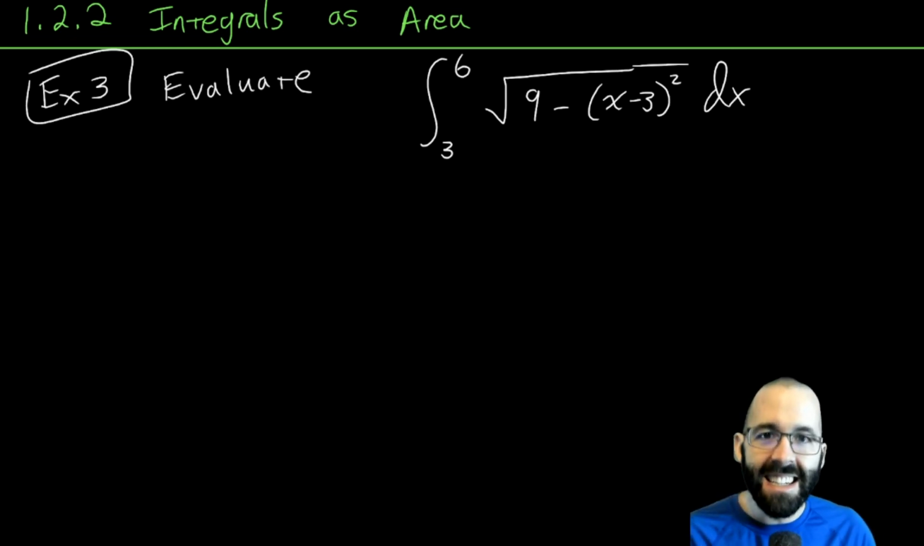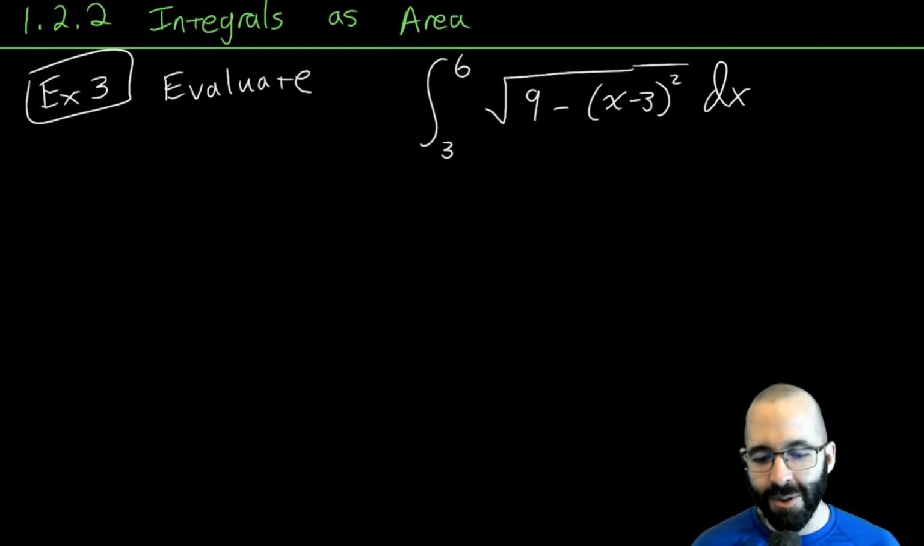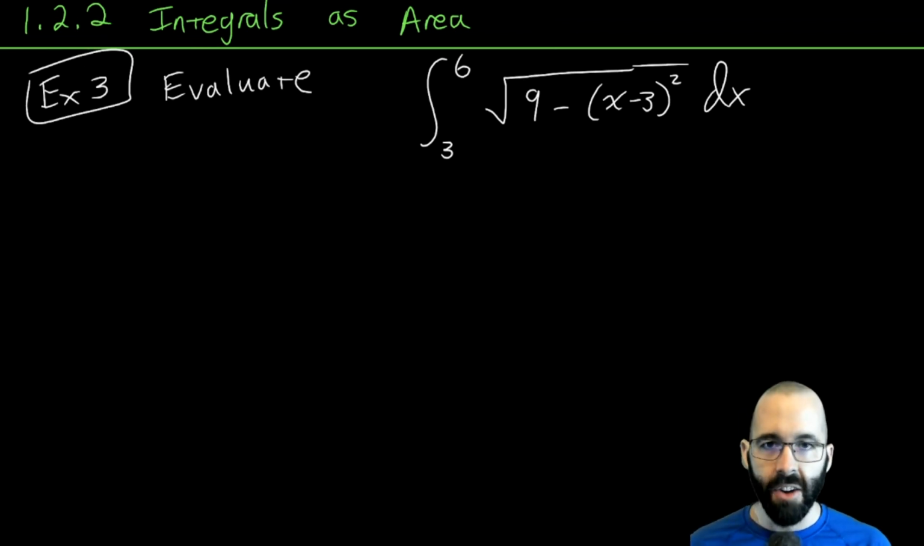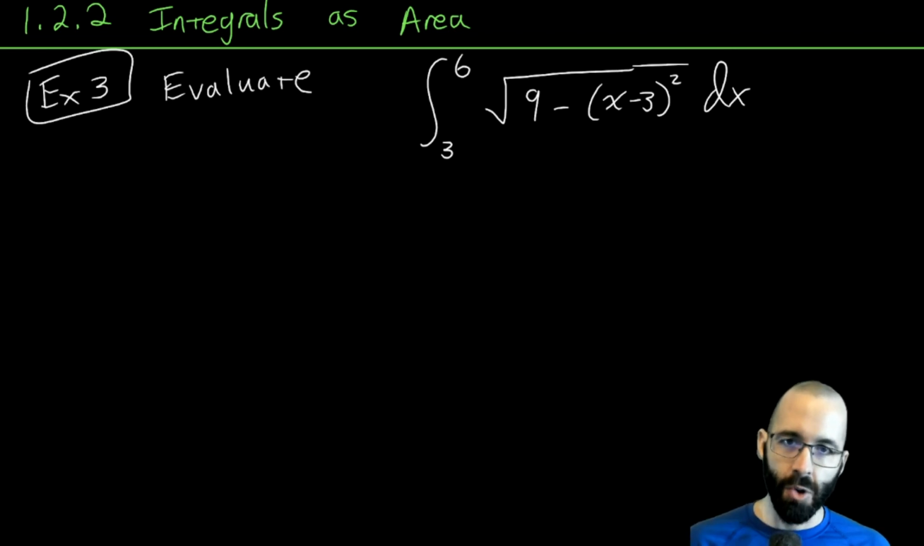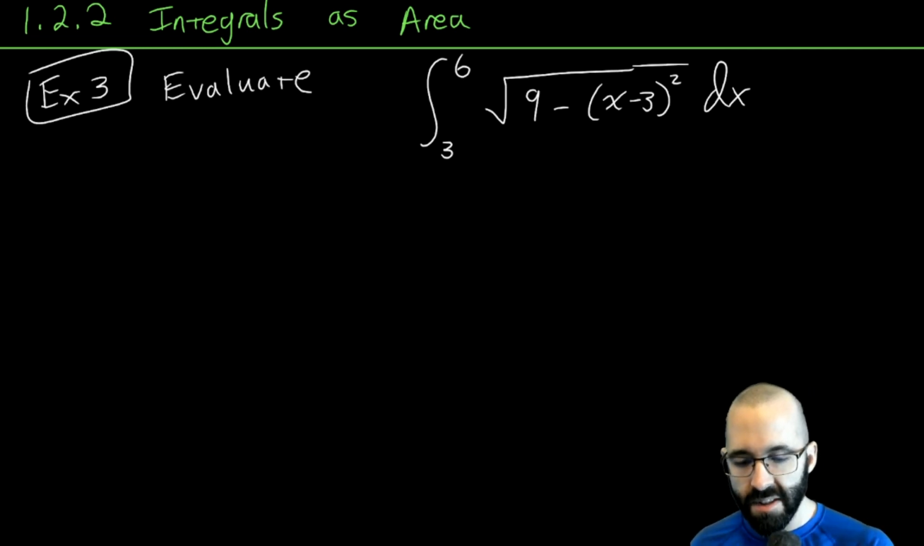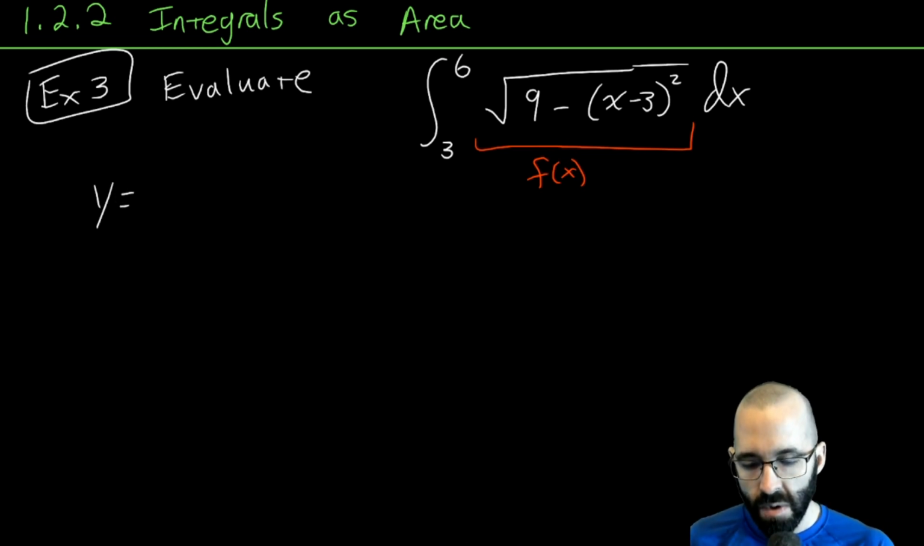This problem is easy. And you might be saying, Jason, you're crazy. You do too much math. Of course it's easy for you. No. This problem is not that bad for you either. The hint is in the section title. Integrals as area. Remember, the definite integral is just the area under the curve. Well, this is our function. What does this function look like? This function looks like y equals the square root of 9 minus (x minus 3) squared.